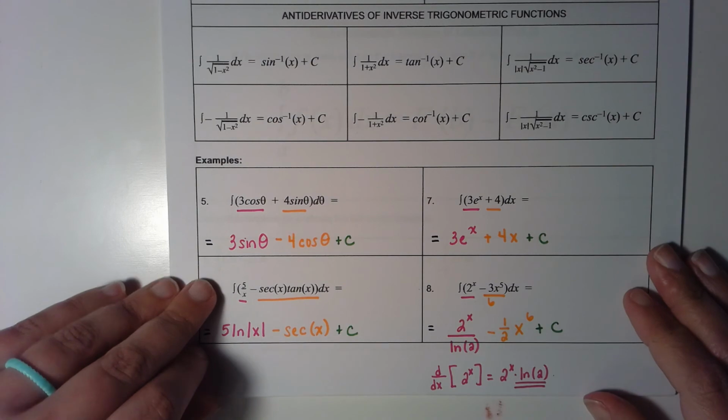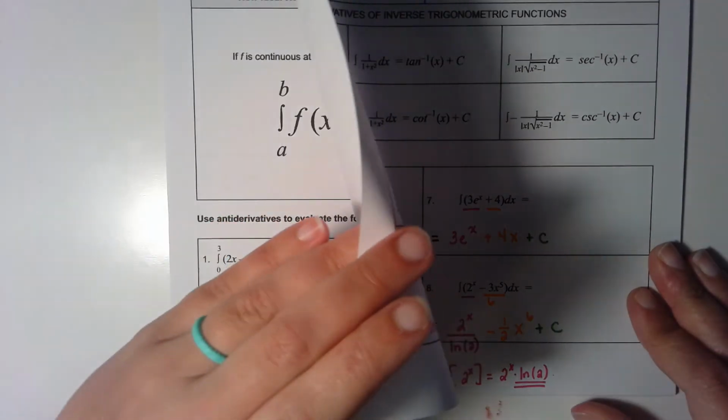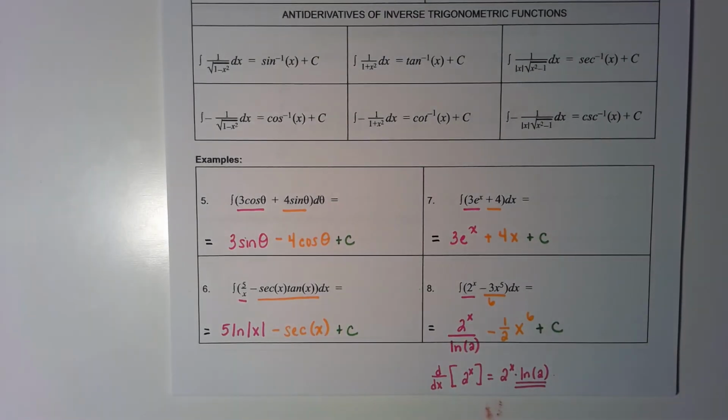Again, really the best thing you can do here for yourself is just review your derivative rules because reviewing your derivative rules will help you with your antiderivatives.